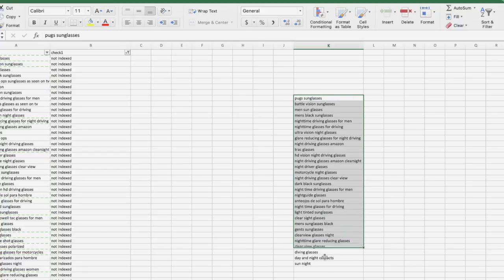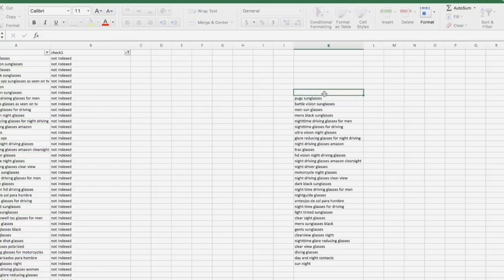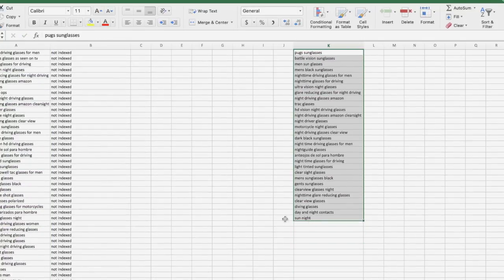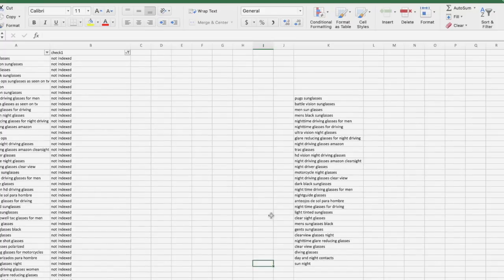Now, again, you need to go through them and make sure that they're actually relevant. So I don't know what pug sunglasses are. That's probably not very relevant. Men's sunglasses, probably not very relevant either. Nighttime driving glasses for men, that's very relevant. Nighttime glasses for driving, those are super relevant. So don't just put all of these in, because a lot of them aren't going to be relevant. Only put the ones that make sense for your product, and that someone searching on Amazon would actually be looking for your product with. So pug sunglasses, that's not the blue light blocking glasses that we're looking for. So don't put that in there.